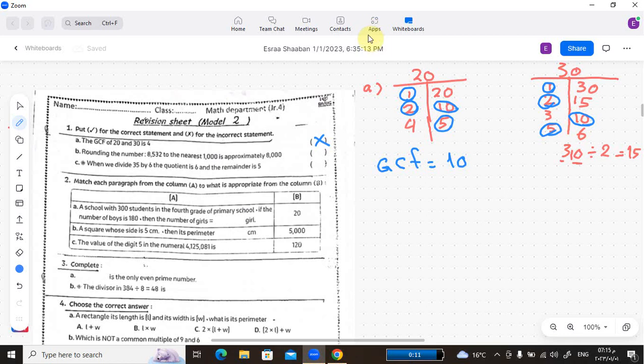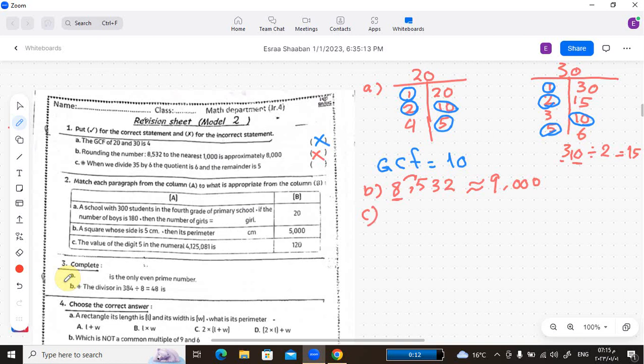Okay, letter B. Here we have rounding the number 8,532 to the nearest thousand. So here the thousandth place. Let's look to 5. 5 will give 8 plus 1. Yeah, it will be 9 and 3 zeros. So the answer is right? No, it's wrong also.